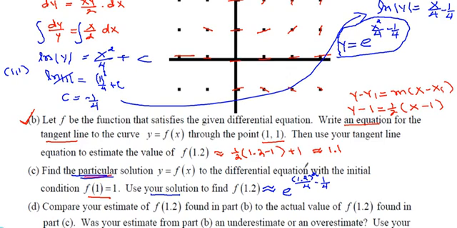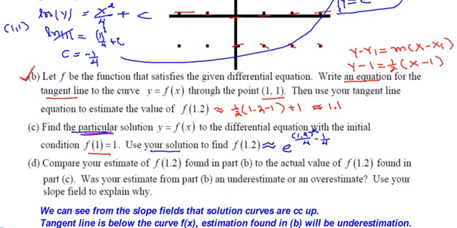So have a clear idea. B is approximation using tangent line. C is finding the actual equation. And then we use that equation to find 1.2. Now, as usual, anytime we find the answer, we have to compare. We have to compare the estimate and the actual answer. Now, obviously, we did not simplify, so we don't know which one is the bigger number or which one is the smaller number. And that's the reason they say use your slope field to explain.